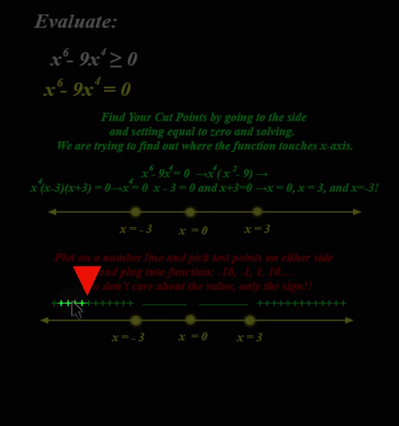Negative times a negative is a positive. Plug in a negative 1. Negative 1 minus 3 is negative. Negative 1 plus 3 is positive. Negative times a positive gives me a negative, hence these negative signs. Then plug in a 1.